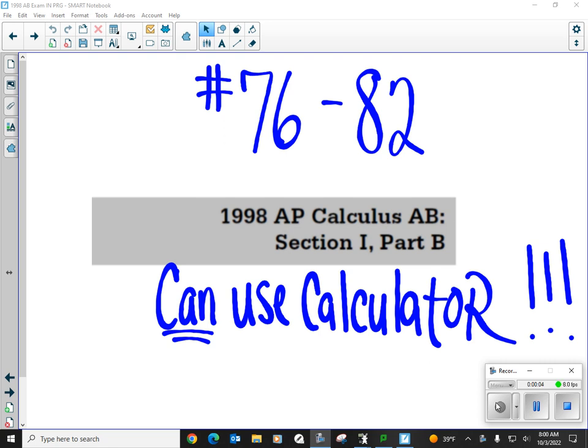How are we doing? We are going to continue this journey on the 1998 AP Calculus AB. We finished Section 1, Part A. We are now on to Section 1, Part B. We are going to do problems 76 through 82. And glory be, we can use a calculator.